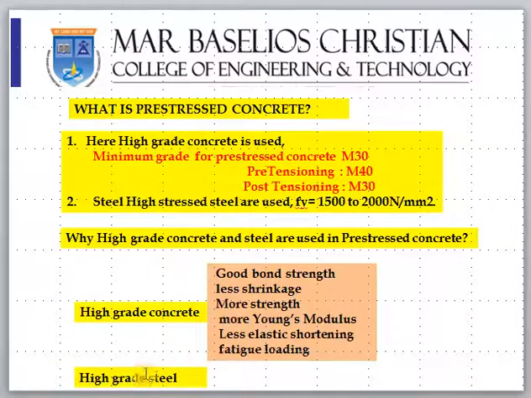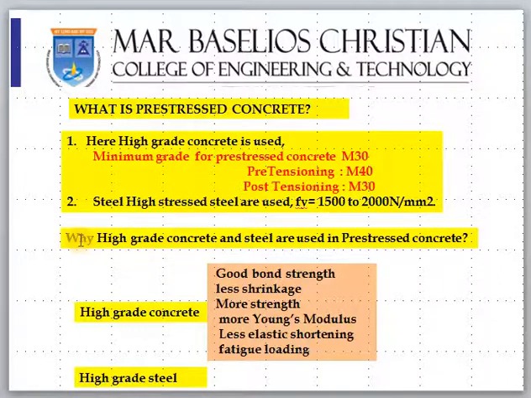And please look into these more points also. High grade concrete is used, as I told you, because the minimum grade of concrete for pre-stressed is M30. But if you are using pre-tensioning, you should use minimum M40, and if you are using post-tensioning, it is M30. And high stressed steel is used here, where fy is 1500 to 2000 Newton per millimeter square.